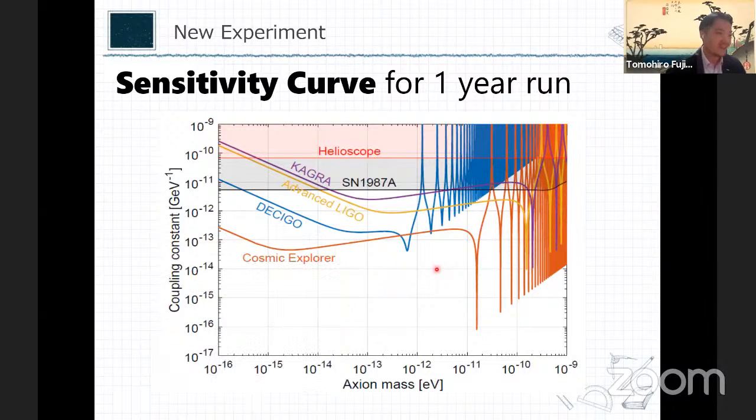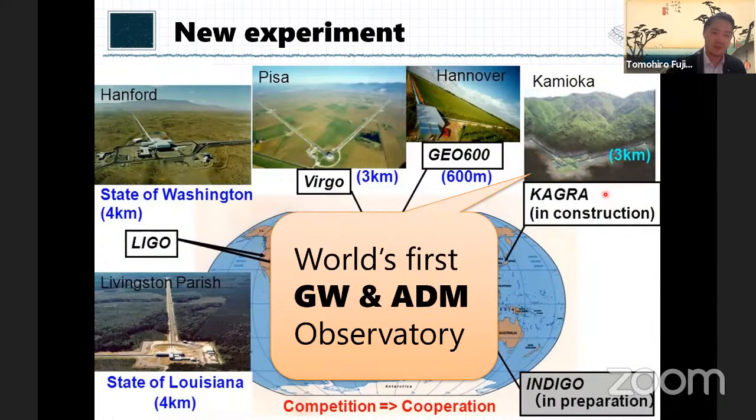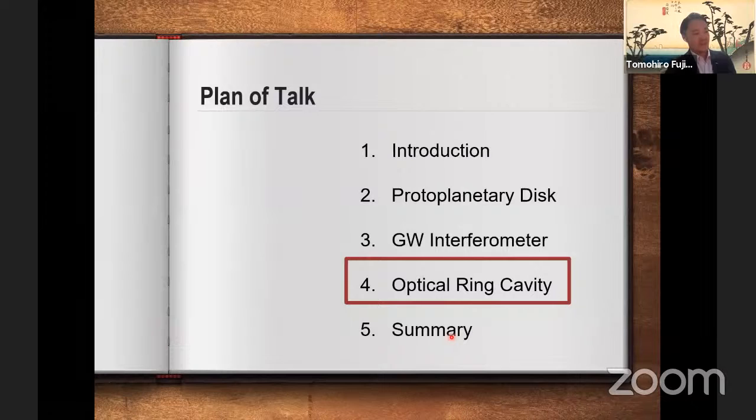But still, the advantage of this idea is that it's cheap. It just introduces one photodetector into an existing gravitational wave observatory, so we can easily do that. We actually plan to do that within 2 years. I work with KAGRA people in Japan. Our plan is to build the world's first gravitational wave and Axion-Like dark matter observatory. We applied for a grant, and I heard a rumor that it's approved, so we will get some money to do that. Okay, that's the end of section 3.